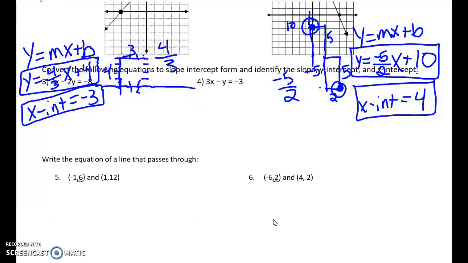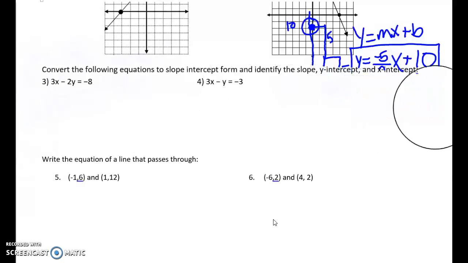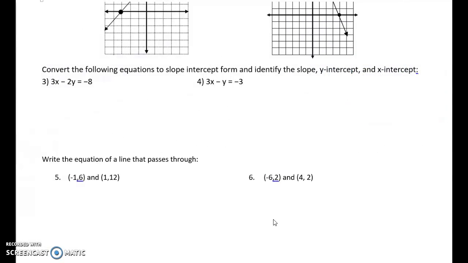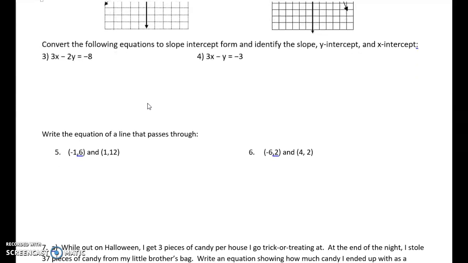Good there. Erase that. I guess you can pause it if you need to look at the answers for longer. Number 3, convert the equations to slope-intercept form. That's y equals mx plus b form. And identify the slope, y-intercept, and x-intercept.